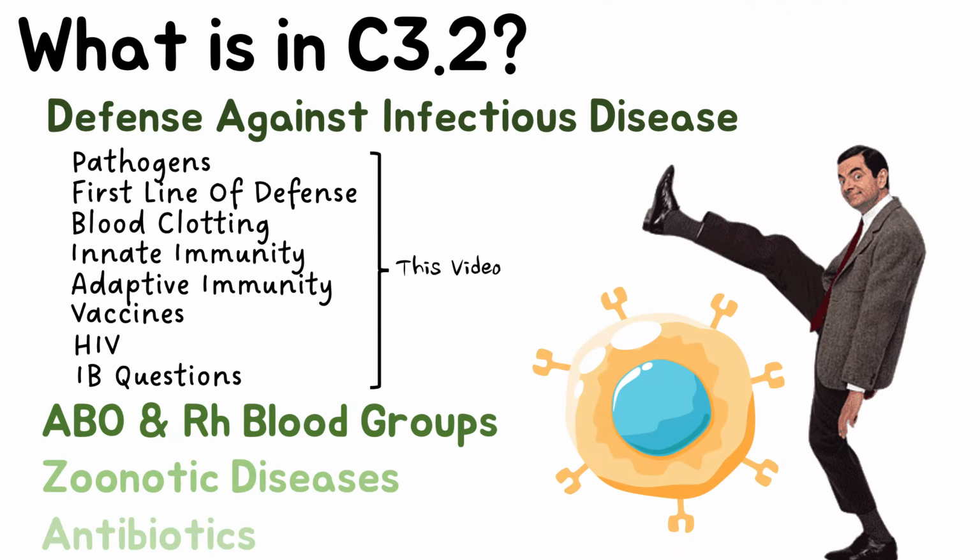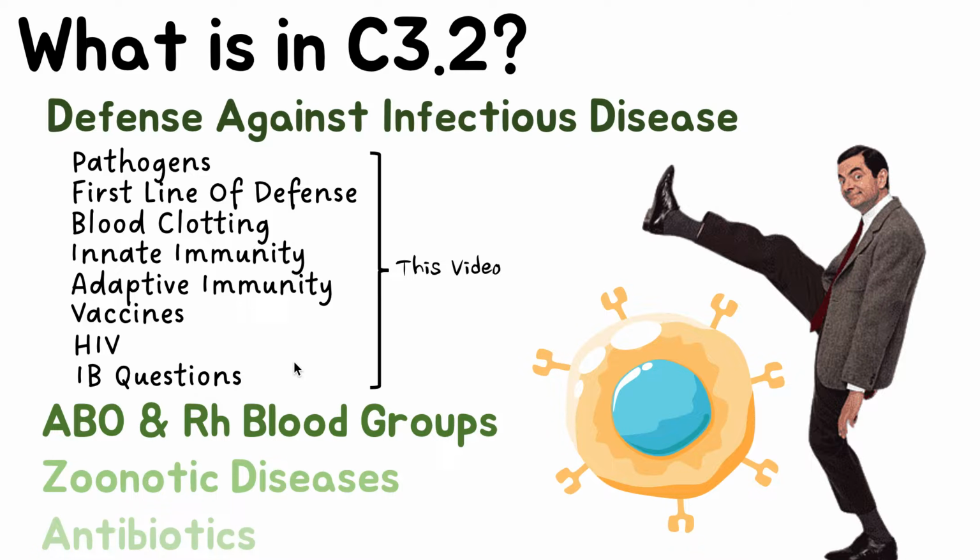What's up, everybody? So in this video, we're going to be talking about the immune system. The way I see it is in C3.2, there's a whole bunch of stuff, and we're going to break it down into 4 videos, right? So this one is going to be a big video. Most of the stuff will be in this video. We call this video Defense Against Infectious Disease, because we're going to talk about pretty much just that, and there's a lot of things falling under that category.